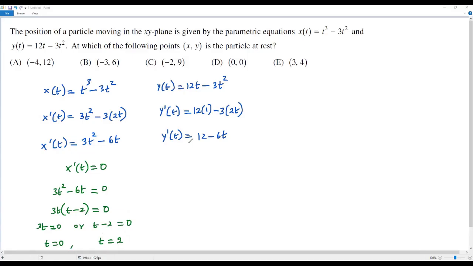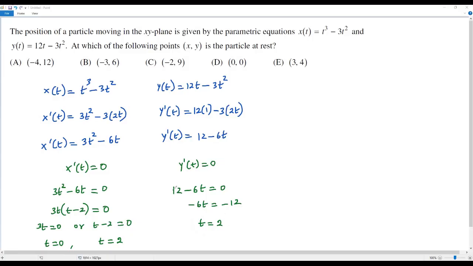Now we have to do the same thing for the y velocity. Let's equate the velocity in the direction of the y-axis to 0, that is y prime of t equals 0. Then we get 12 minus 6t equals 0. Let me subtract 12 from both sides and we get negative 6t equals negative 12. When I divide both sides by negative 6, I get t equals 2. Here I get only one value for t, that is t equals 2, for which the velocity in the direction of the y-axis is 0.